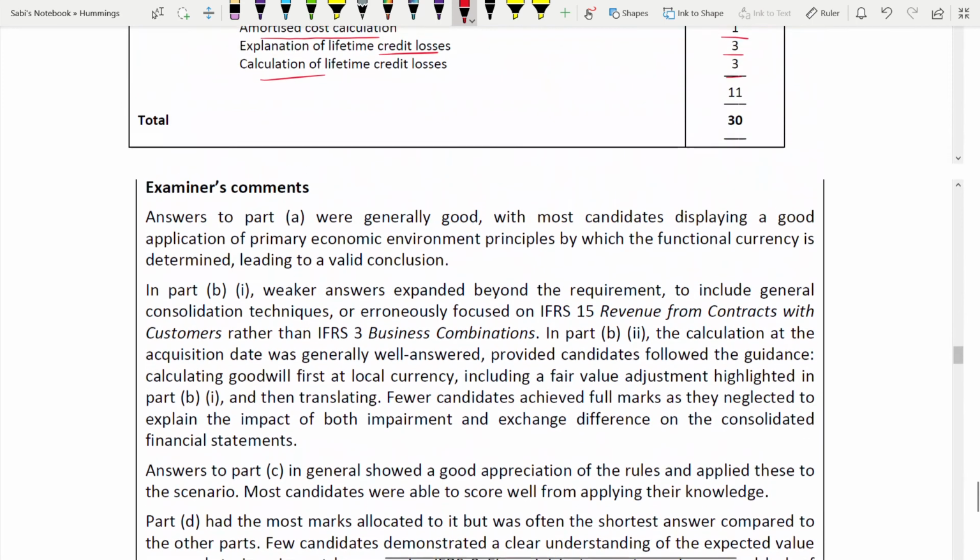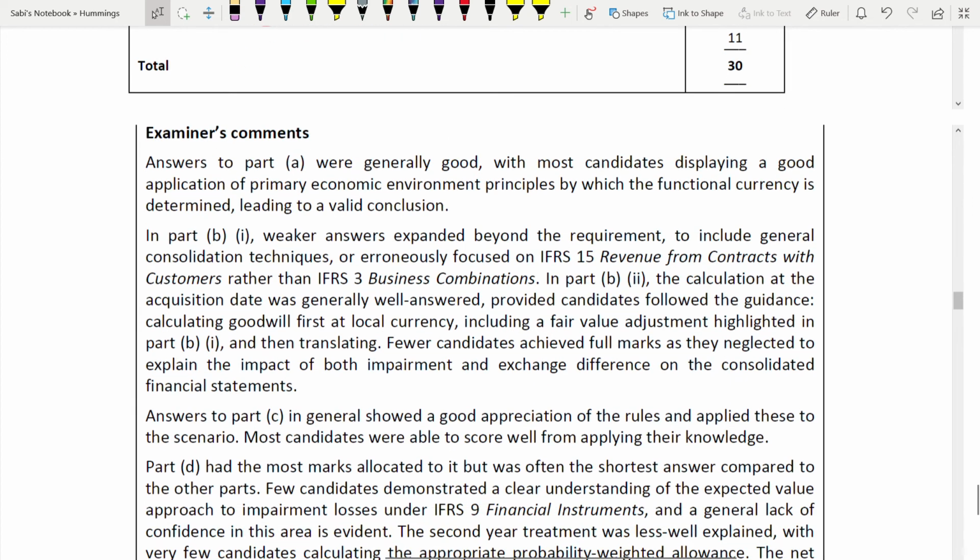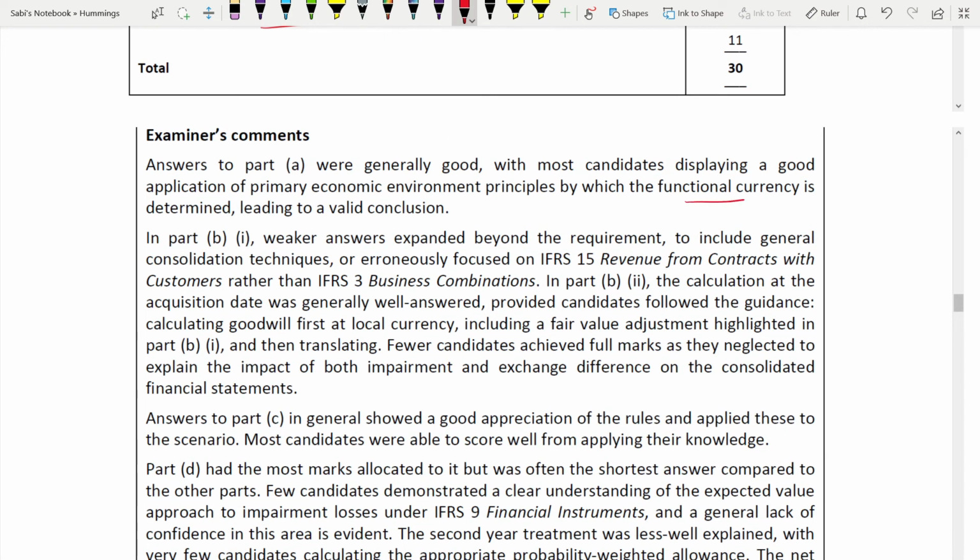Okay. So part A, I will summarize this for you and make it shorter. I'm not going to write line by line and make you bored and waste your time. So part A is good. Most candidates were able to find out the factors that determine the functional currency. So most of the time it's good, part A relating to functional currency.